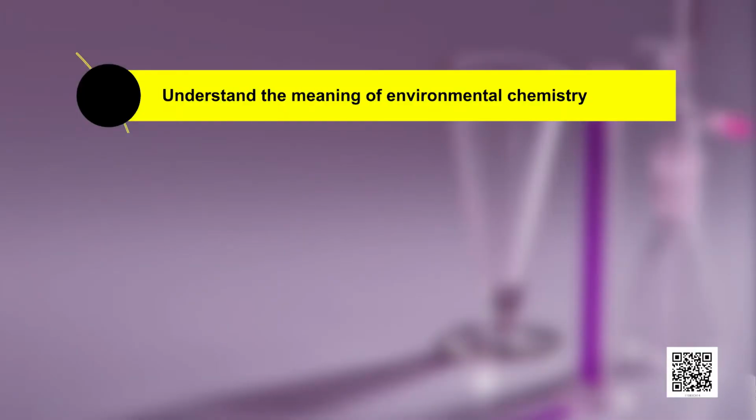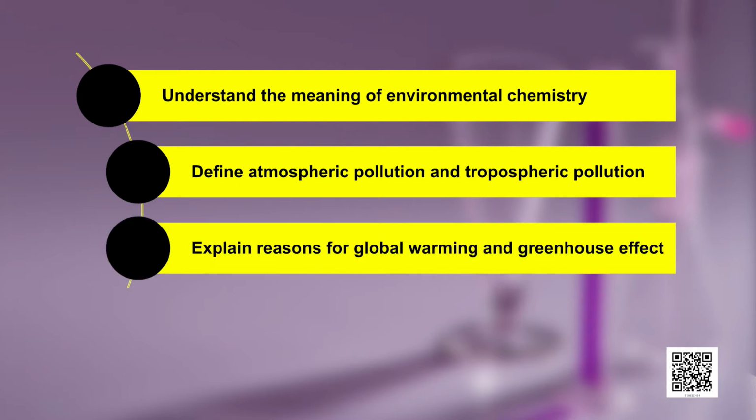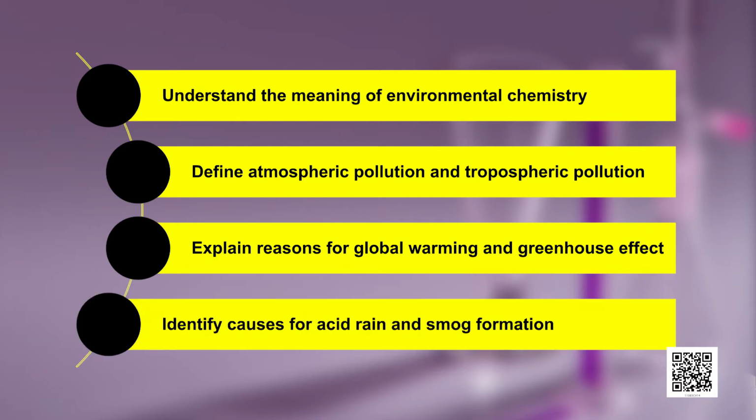Today we are going to study chapter 14 of NCERT Chemistry Part 2 textbook, that is Environmental Chemistry. In this chapter we will understand the meaning of environmental chemistry, define atmospheric pollution and tropospheric pollution. Third, explain reasons for global warming and greenhouse effect. Fourth, identify causes for acid rain and smog formation.